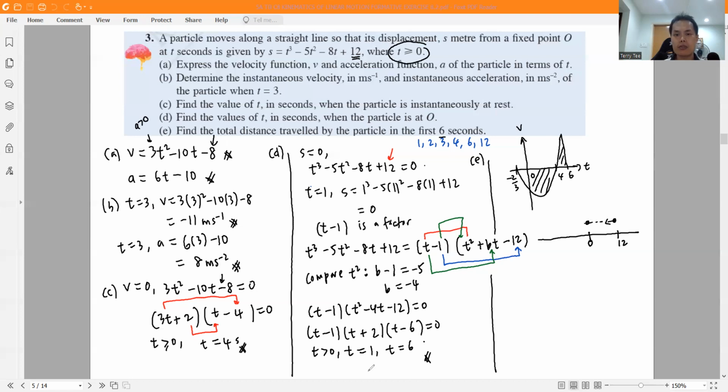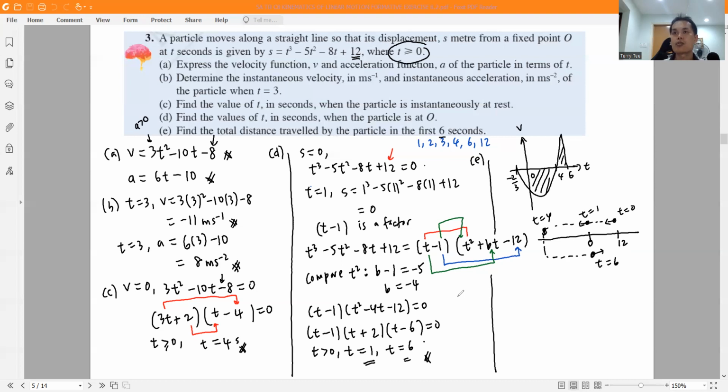And now remember, just now we got t equals 1. That means the particle returns to 0.0. When t equals 0, it is at 12, and when t equals 1, it is at 0.0. At t equals 2, does it make a U-turn? It makes a U-turn at t equals 4. You can see when v is 0, it makes a U-turn. I put here t equals 4, it makes a U-turn here. And then at t equals 6, it returns to 0.0.